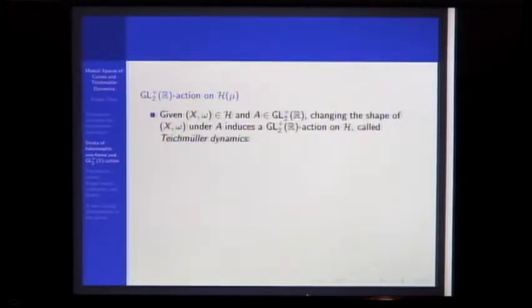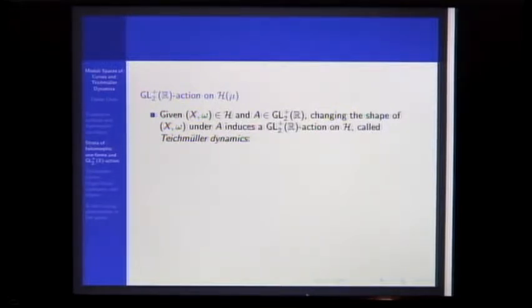So let's take one form in this Hodge bundle. GL2 is just a 2x2 real matrix, and I put positive determinant, just to make sure you get a connected subgroup. And you take A to be such a matrix. So how does this action work on H mu?